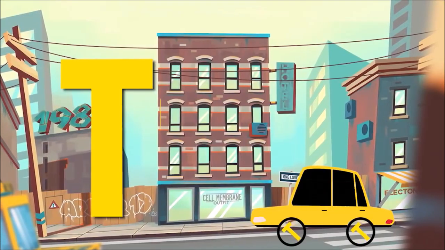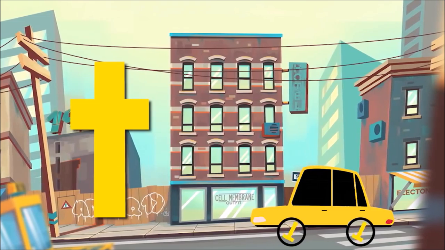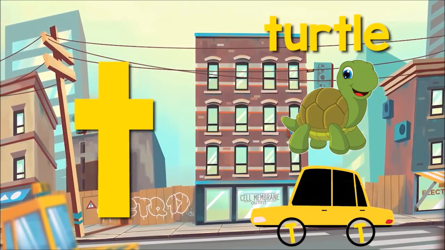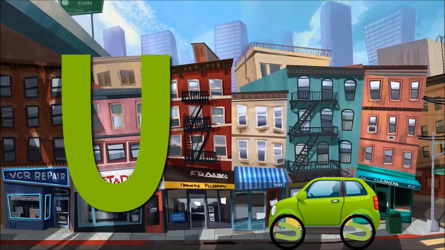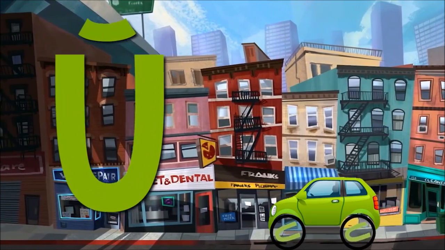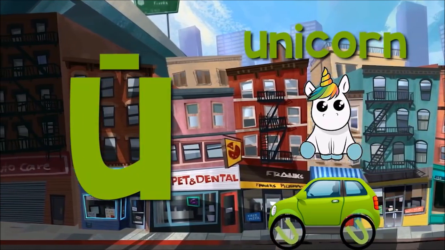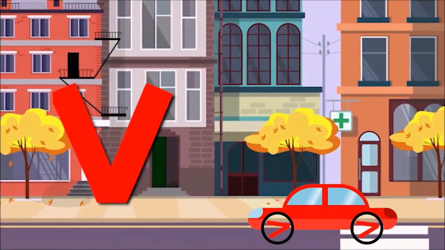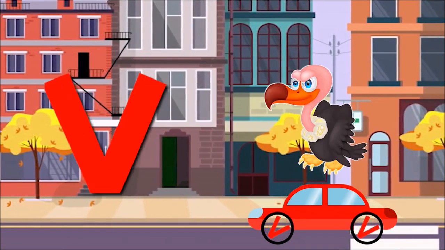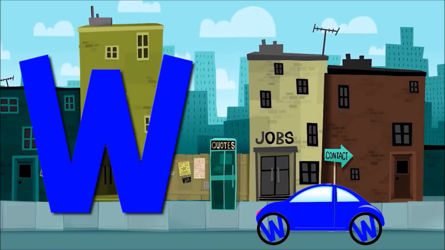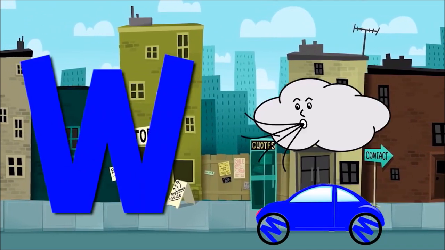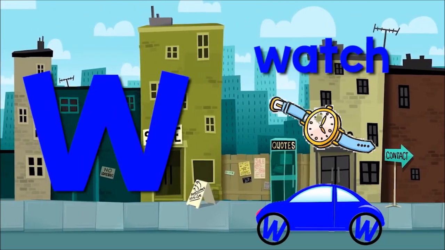This is the letter T. Top. Do it. This is the letter U. Go up. U. Unicorn. Yup. This is the letter V. Van. Do it. Vulture. Okay. This is the letter W. Win. Do it. Why. Okay.